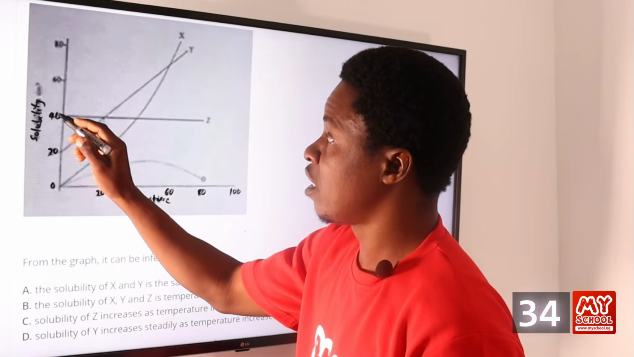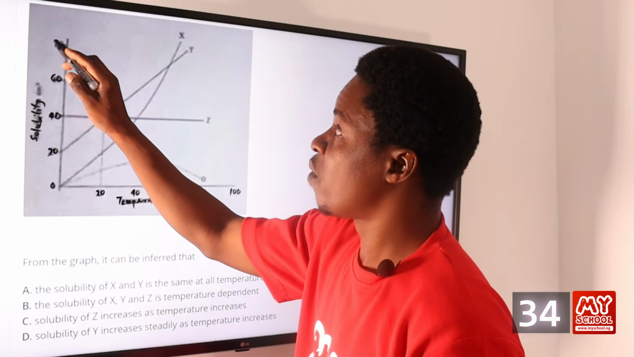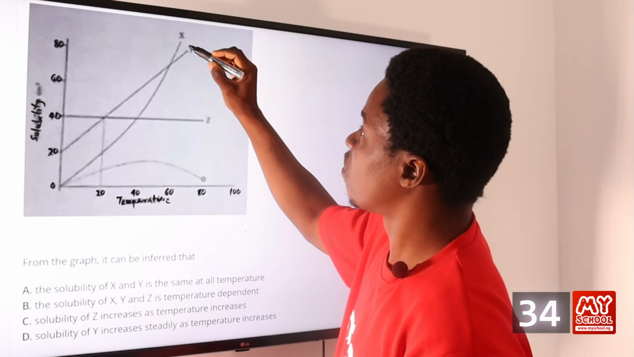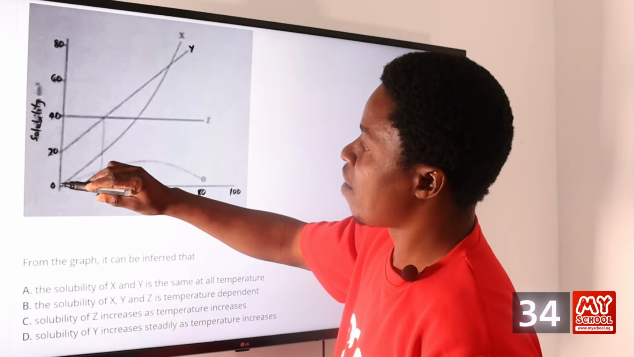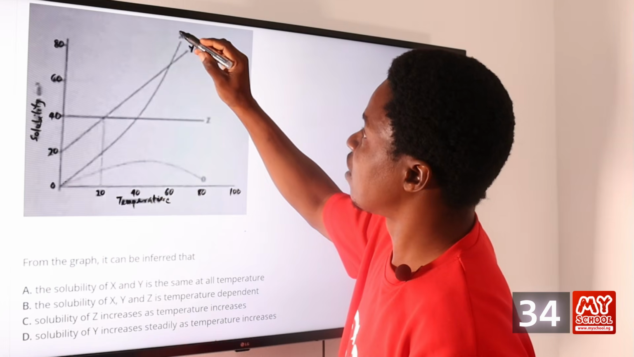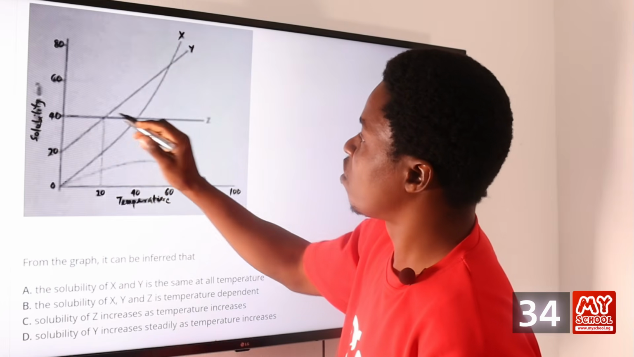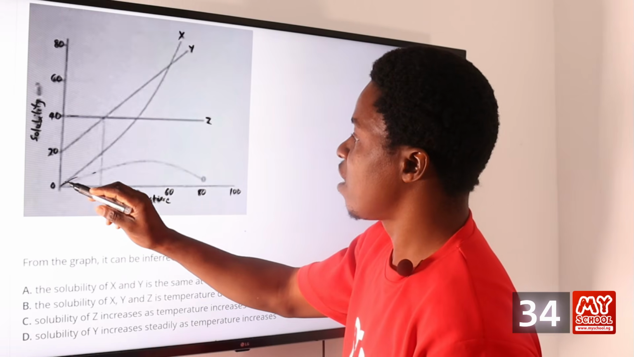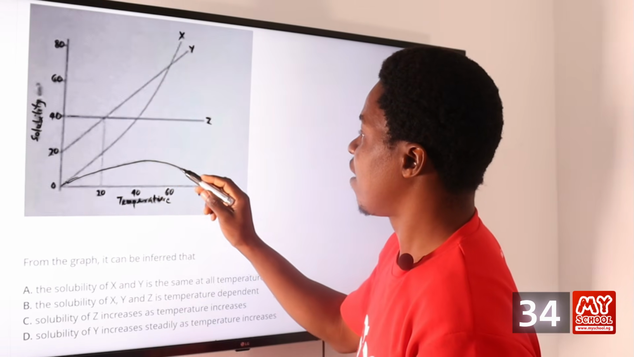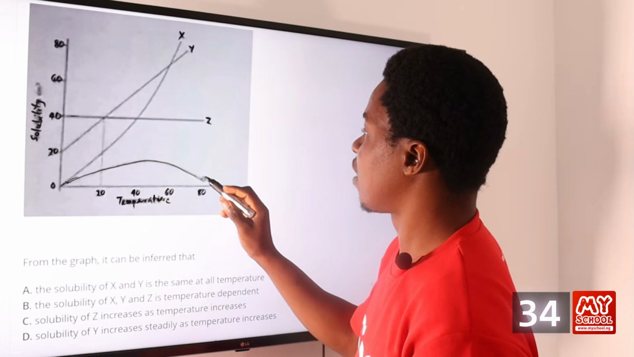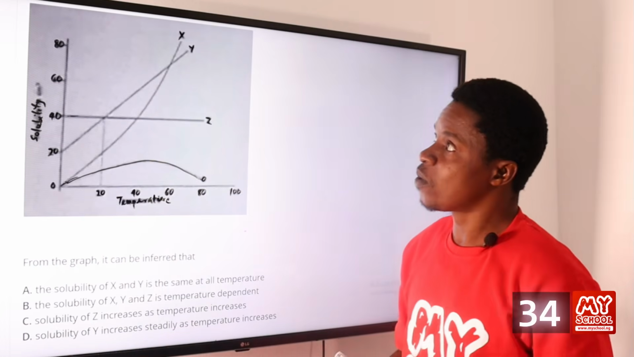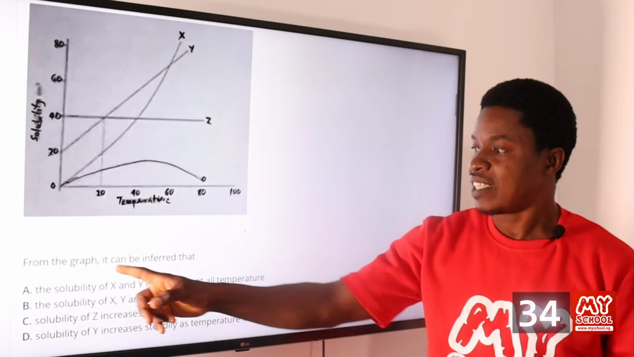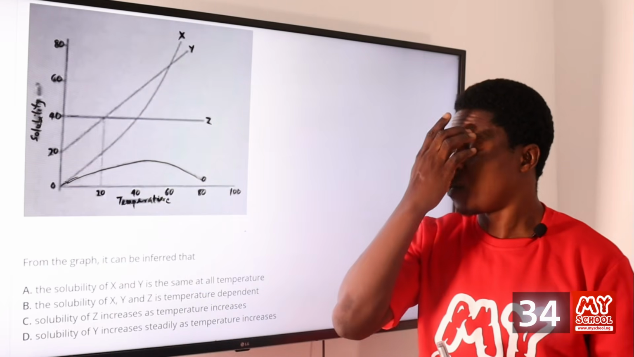we have 40, 60, and then 80, and then we have this curve here, this slope here, this one is Y, then we have this curve moving here, that is X, and then we have this one going this way, that is Z, and then we have this one moving here, that's the last one. Now the question says, from the graph it can be inferred that, what can we infer?